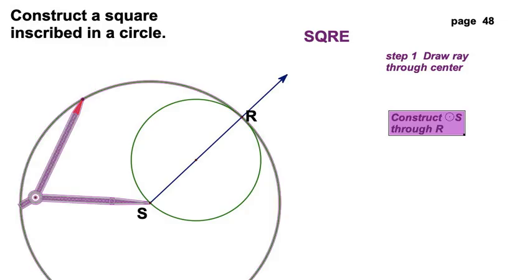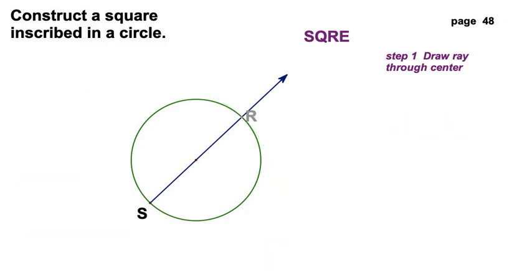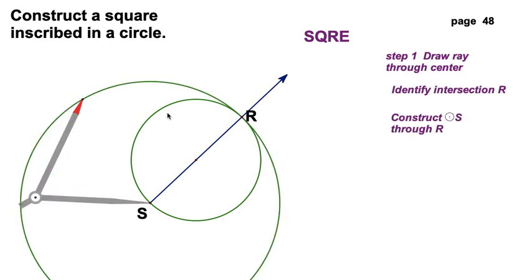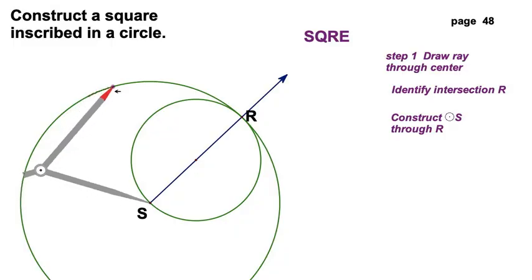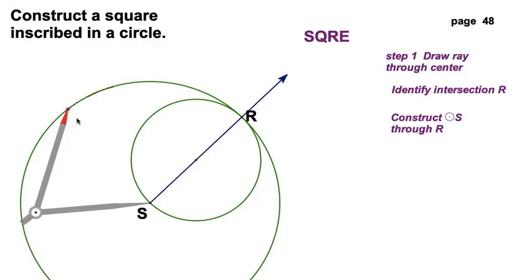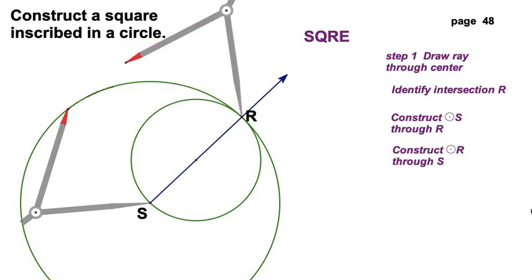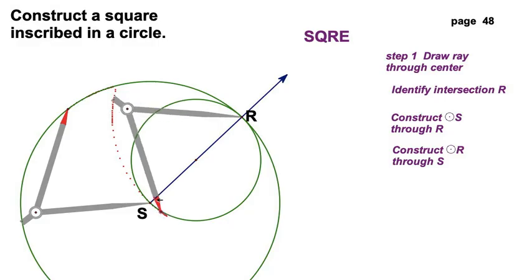So let's do this. Oops, well, that's where I jump into it. Hey, wait a minute. Okay, I did that. Identify the intersection R. I really kind of messed this up. And we're going to construct this circle. You don't need to see that tracing, but you see this. I'm going to make a circle from S passing through R, and then construct a circle from R through S.